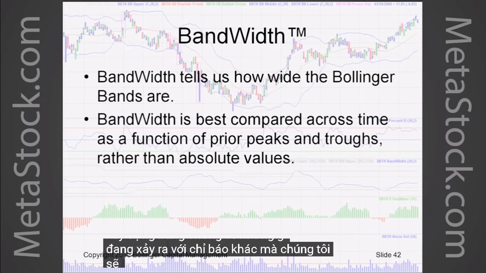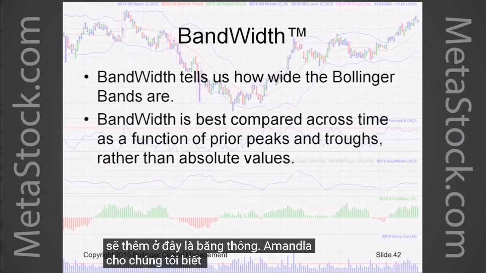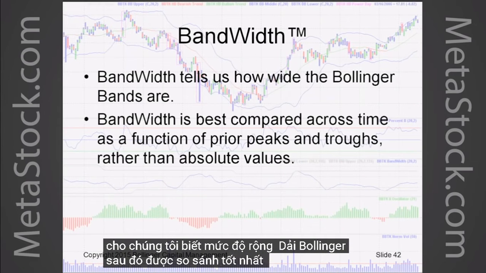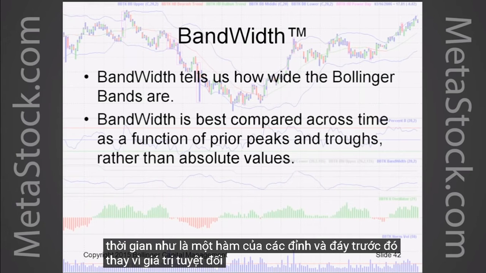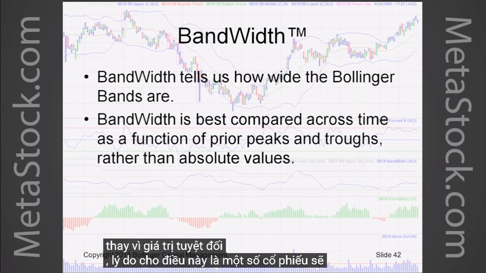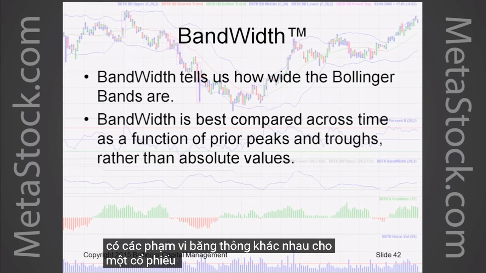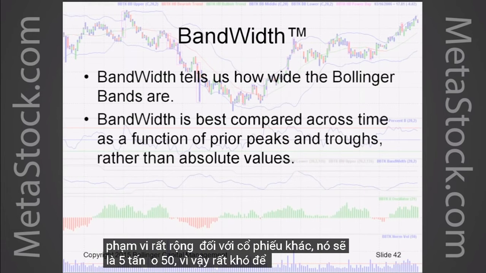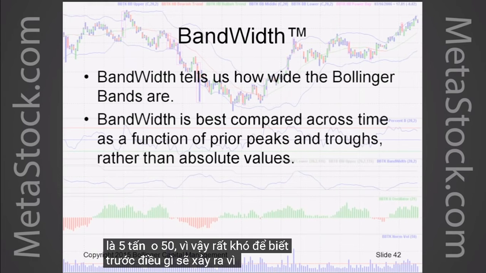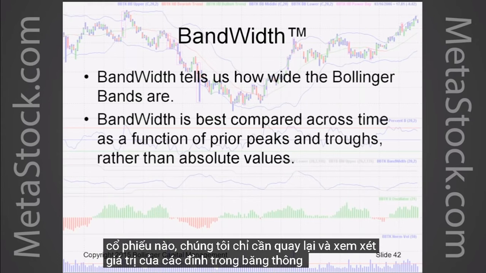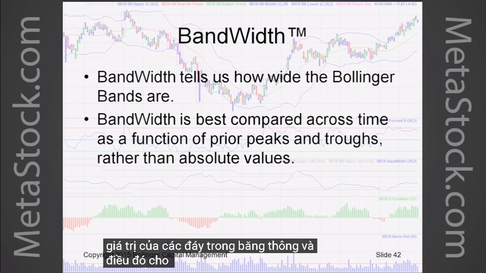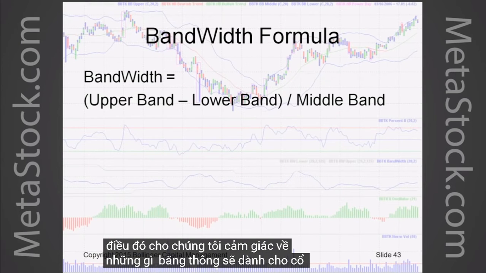The other indicator that we're going to add here is bandwidth. Bandwidth tells us how wide the Bollinger Bands are. Bandwidth is best compared across time as a function of prior peaks and troughs rather than absolute values. The reason for this is some stocks will have different ranges for bandwidth. For one stock, 5 to 25 will be a very wide range. For another stock, it'll be 5 to 50. So it's very hard to know what that will be in advance. So for any stock, we just go back and look at the value of the peaks in bandwidth and the value of the troughs in bandwidth, and that gives us a feeling for what bandwidth would be for that stock.